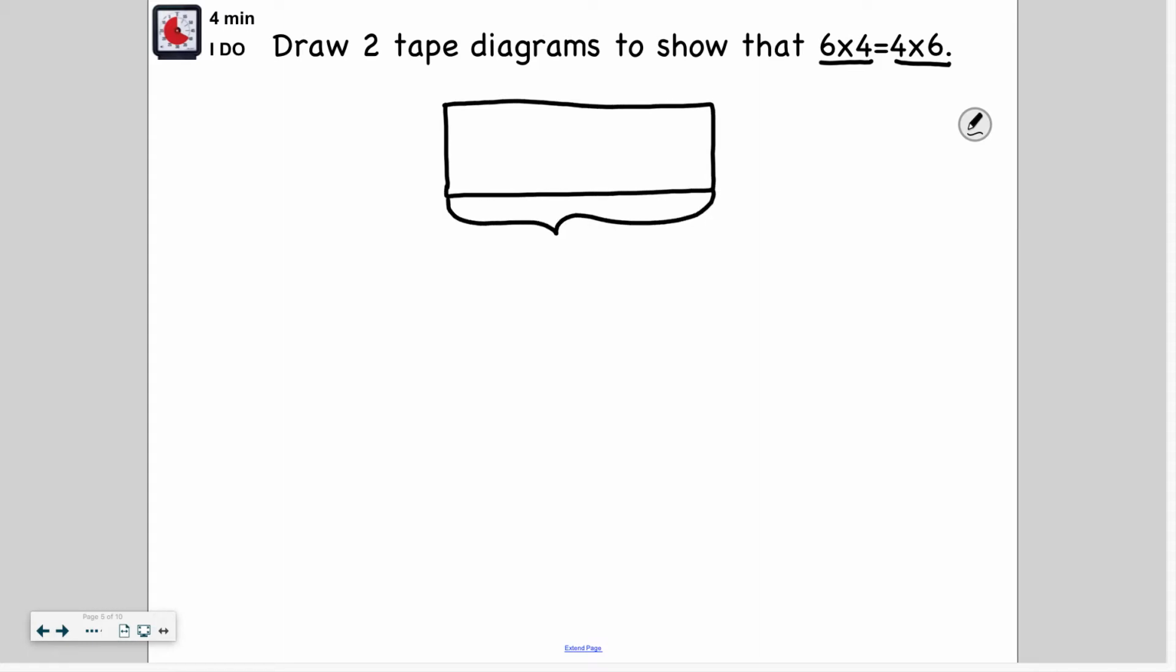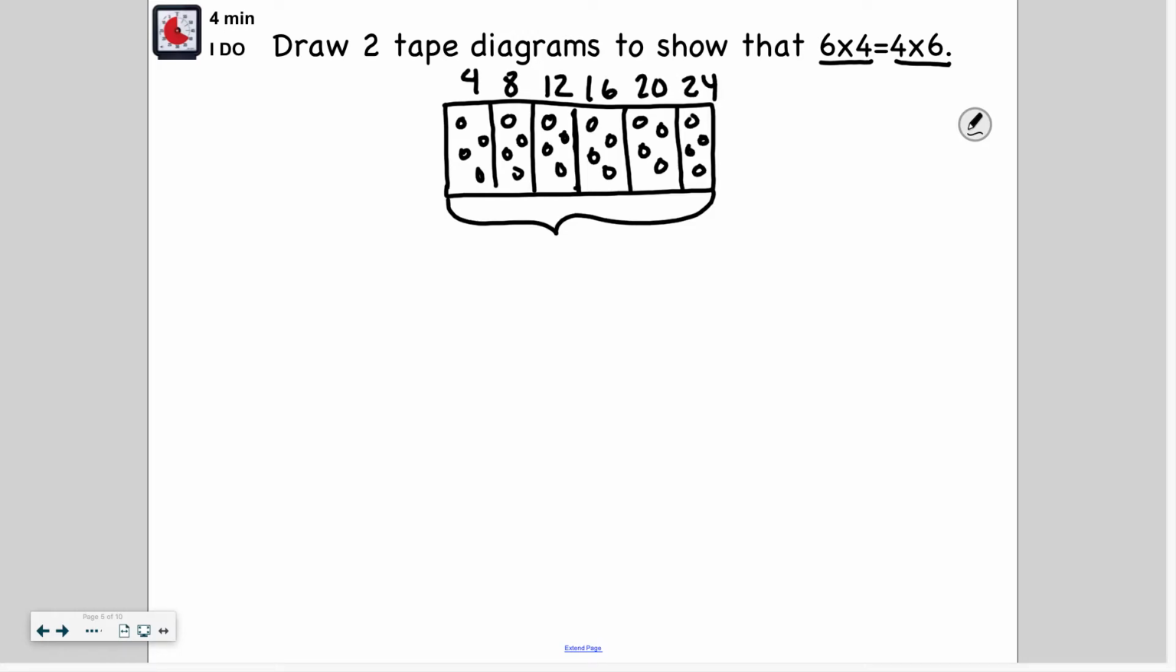Let me draw my first one. I don't know the product right now, but for 6 times 4, that would mean that I have 6 groups of 4. So let me go ahead and make 6 groups, and in each group, I'm going to draw 4. So 1, 2, 3, 4, 5, 6, 7, 8, 9, 10, 11, 12, 13, 14, 15, 16, 17, 18, 19, 20, 21, 22, 23, 24. So skip counting by 4s, my answer is 24.